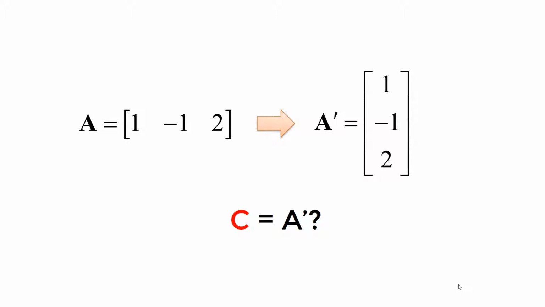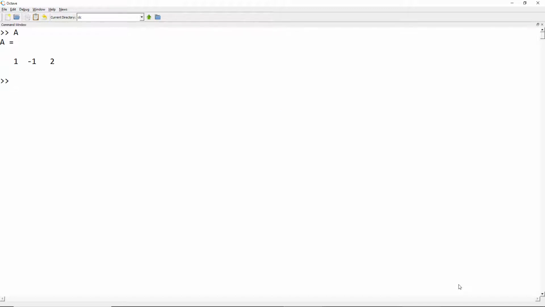Consider a row vector A. If you want to transpose vector A by swapping the row and column indices, you can use the single quotation mark at the end. You first create the vector A, and then you can transpose it using single quotation mark at the end.